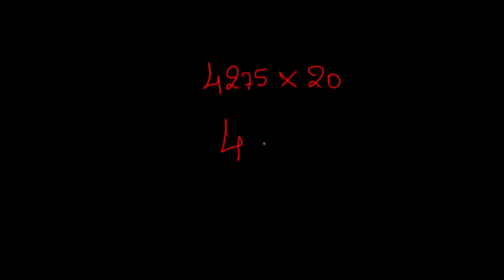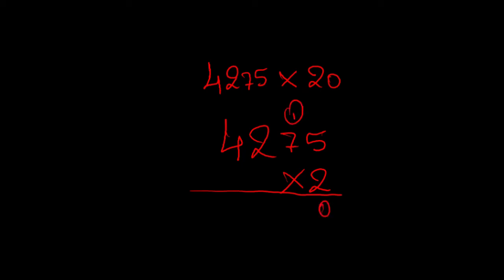So let's do 4275 multiplied by 2. Now 2 5s are 10. So 1 carry over and 0 below. And 2 7s are 14 plus 1 is 15. So 1 carry over and 5 below. And 2 2s are 4 plus 1 is 5. Right. And 4 2s are 8. Now here we will get our answer as 8,550. Right. Now this is our answer.